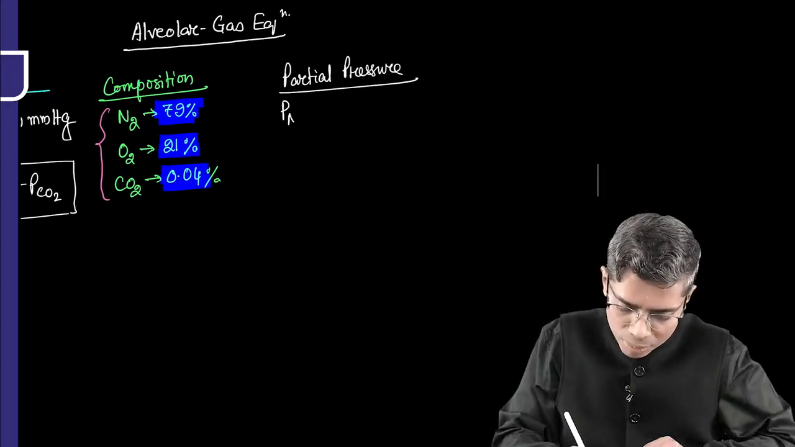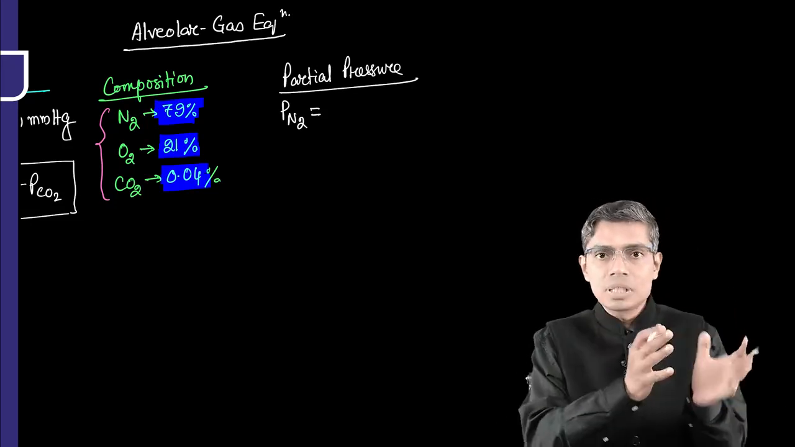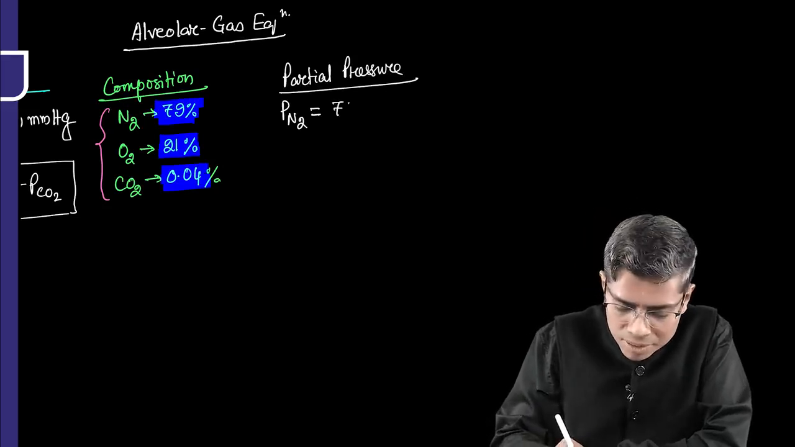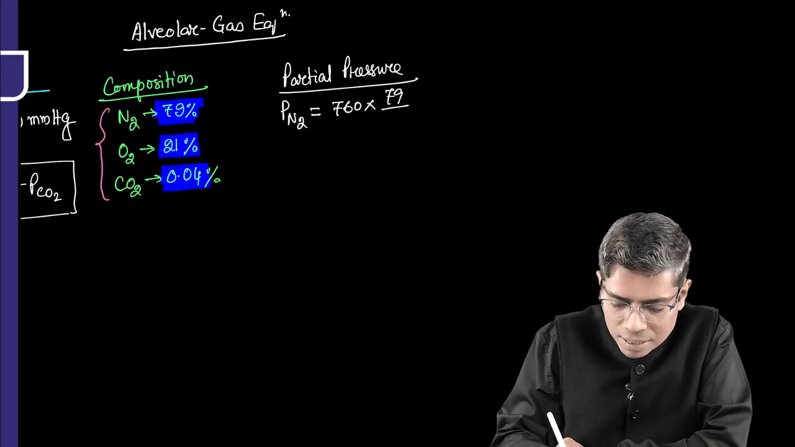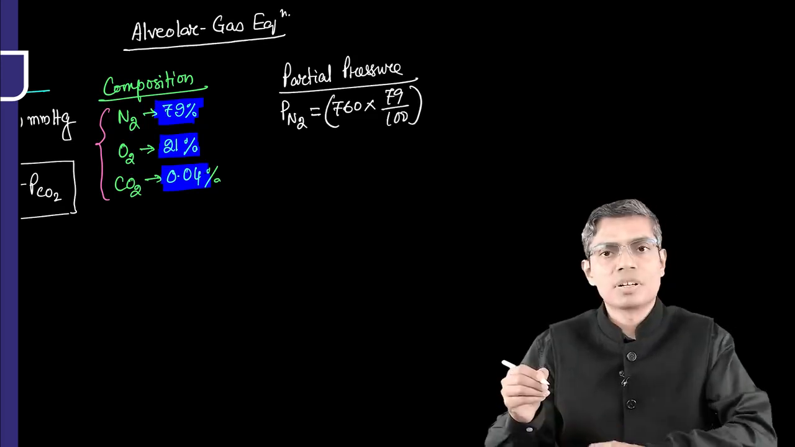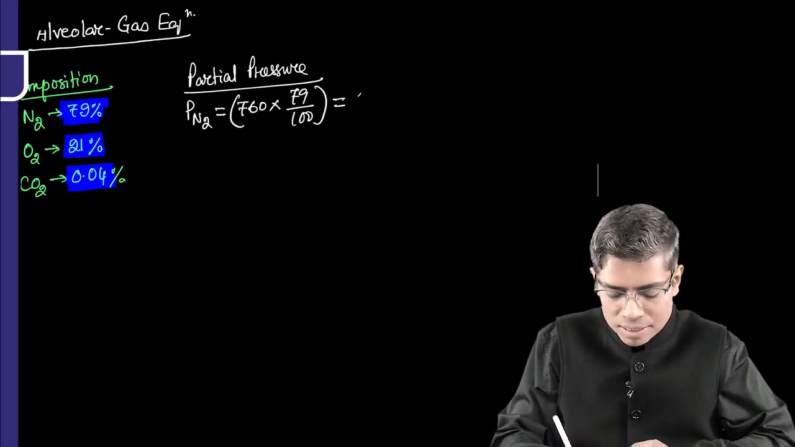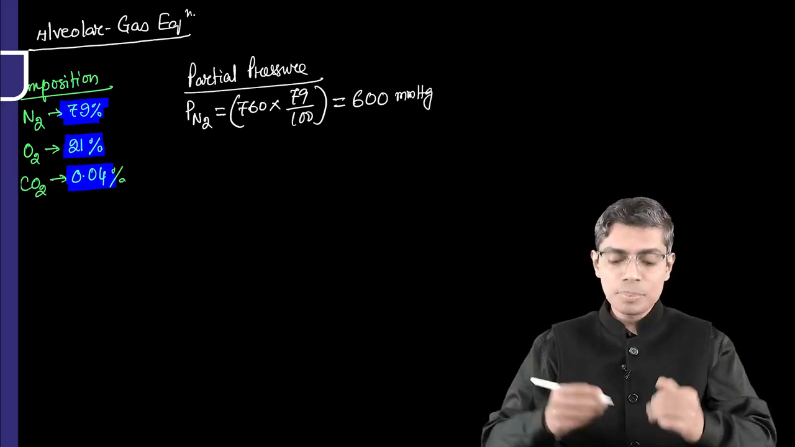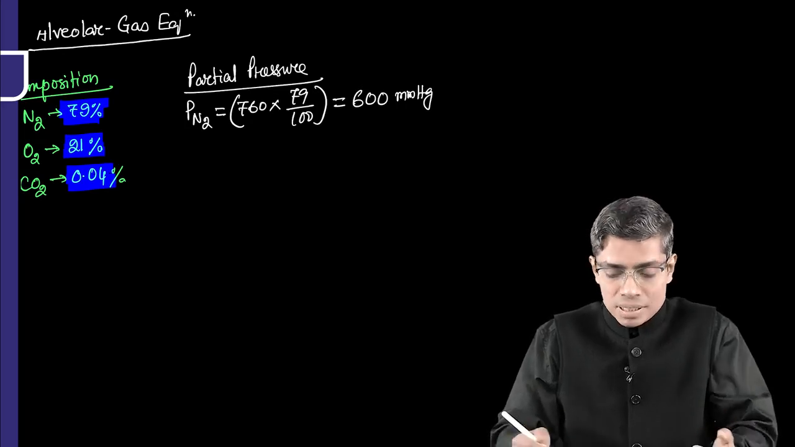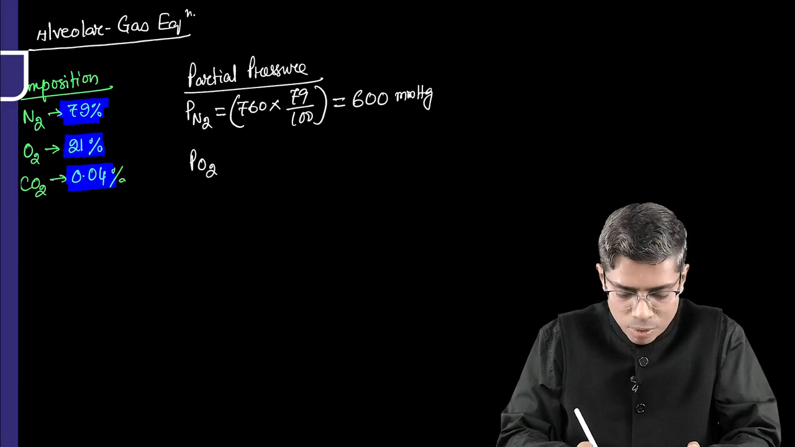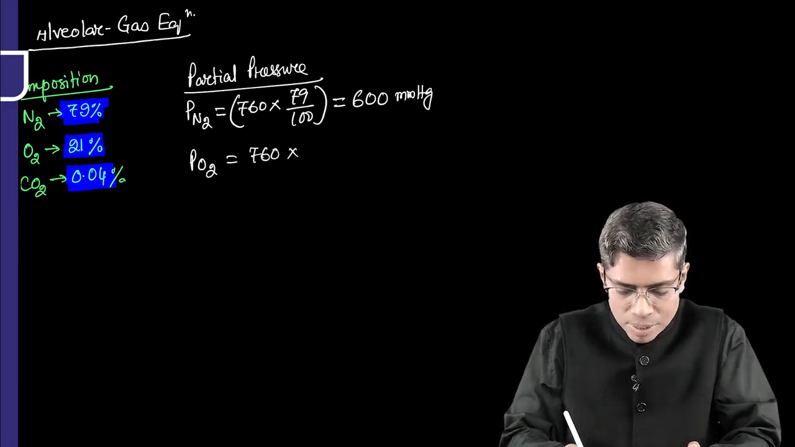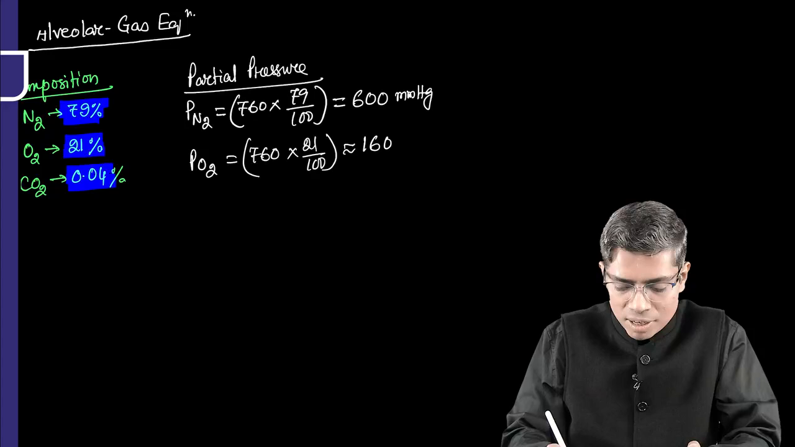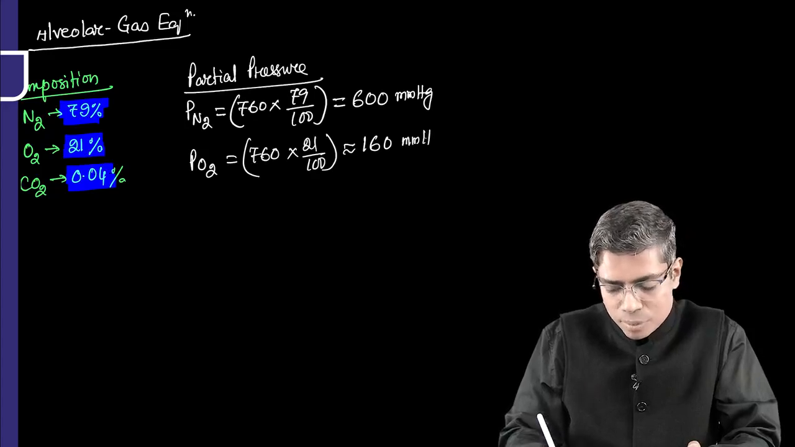So partial pressure of nitrogen: within the total pressure, 79% will be the partial pressure of nitrogen. So 760 multiplied by 79 upon 100 will be the partial pressure of nitrogen in the atmosphere, approximately 600 millimeter of mercury. Getting my point? So most of the barometric pressure is due to nitrogen. Partial pressure of oxygen in the same way: 760 multiplied by 21 upon 100, approximately 159, but I am putting a round figure of 160.